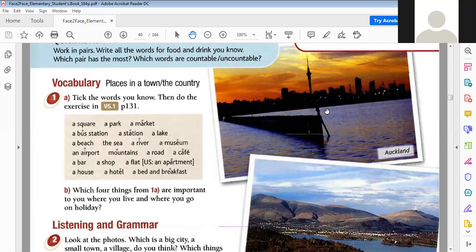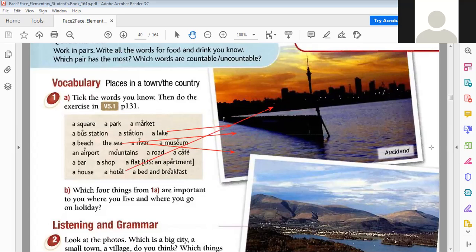Okay. Can you see any other places from the box? So we can see sea. Maybe this is a sea. Maybe this is a river, right? So maybe a river. Maybe lake. Maybe sea. Maybe lake also. You're right. Can you see a hotel?